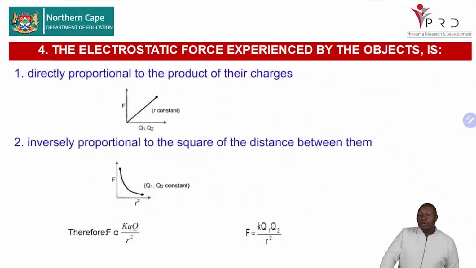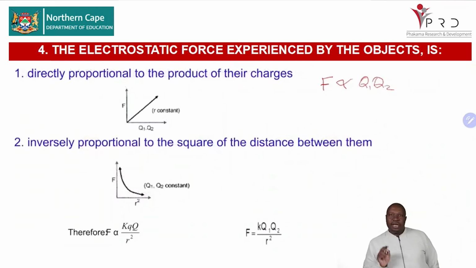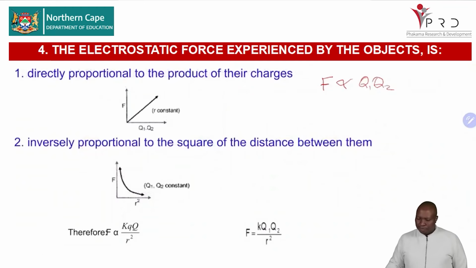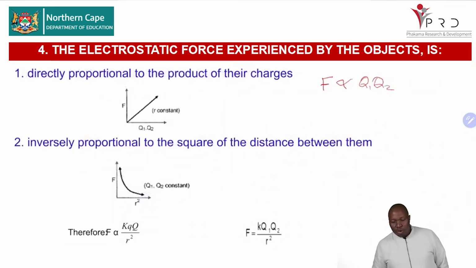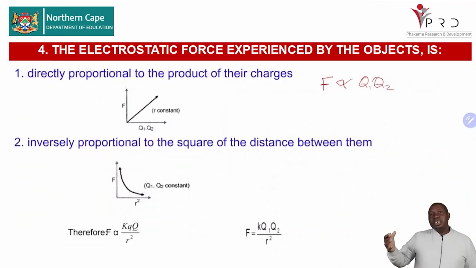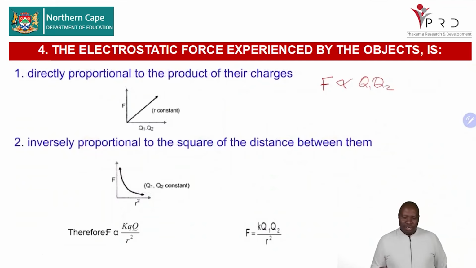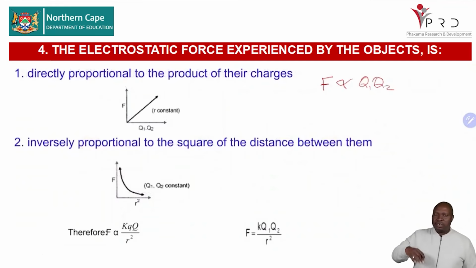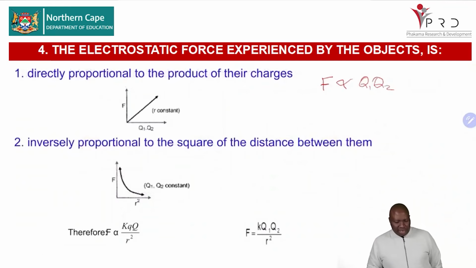Now, we're going to look at the electrostatic force experienced by the object. Remember what we said. We said the electrostatic force, which is F, is directly proportional to the product of the charges, which means Q1 times Q2. Hence, we are saying that. So what does that mean? It means as we increase the charges, we increase the electrostatic force. As we decrease the charges, we decrease the electrostatic force.